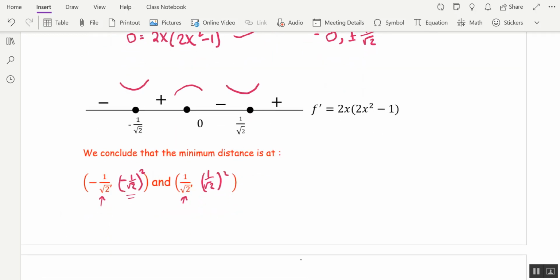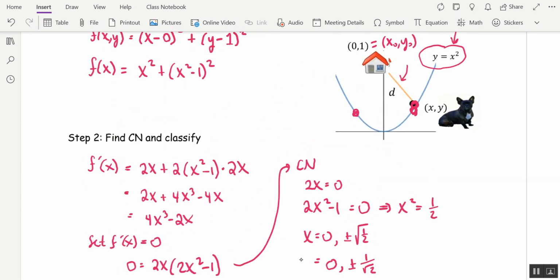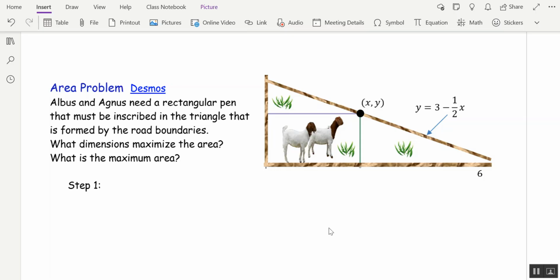So if we clean that up, we get 2 places where Mr. Toad is closest to home: negative 1 over root 2, a half, and positive 1 over root 2, a half. So that would be about here and here. He's closest to home. Okay, let's do another one.